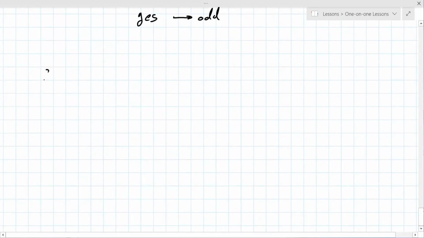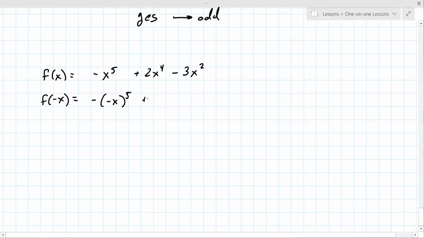So let's make up a function. Let's say f of x equals minus x to the 5th plus 2x to the 4th minus 3x squared. Okay, so let's do f of minus x. You get minus x to the 5th plus 2 times minus x to the 4th minus 3 times minus x squared. When you simplify this, you get negative x to the 5th plus 2x to the 4th minus 3x squared.